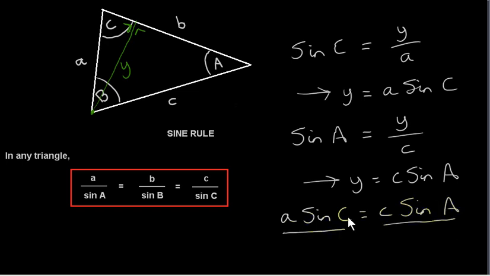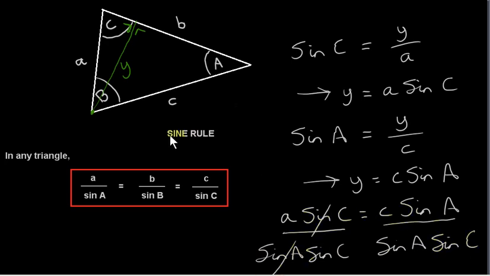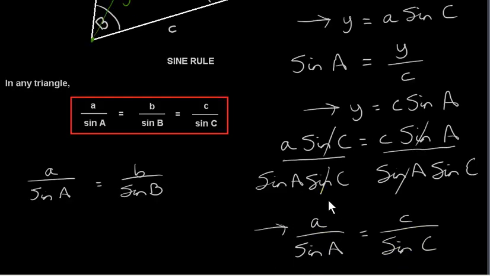What we do is we divide both sides of this equation by sine A sine C. The sine C's cancel here and the sine A's cancel here. So now we've shown that A over sine A equals C over sine C, but we've already established that A over sine A equals B over sine B. So we see that both B over sine B and C over sine C are equal to the same thing, namely A over sine A. So that means that B over sine B must equal C over sine C.